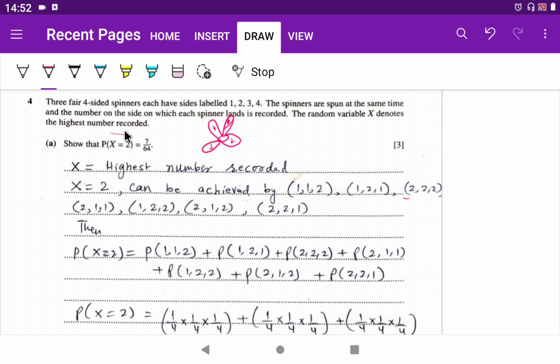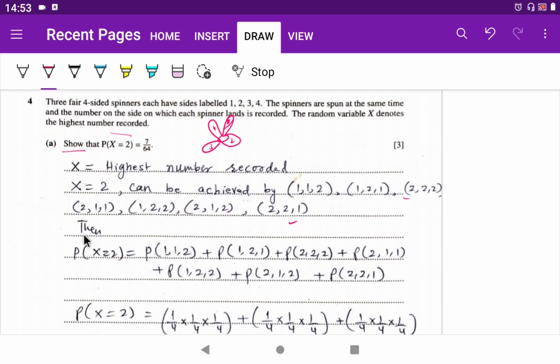So the very first question, part A, is to show that P(x = 2) is equal to this. That means when the highest number coming is 2, at that time we need to find the probability. So x is the highest number recorded, and x equals 2 can be achieved by these cases: 1, 1, 2; then 1, 2, 1; then 2, 1, 1; 1, 2, 2; 2, 1, 2; 2, 2, 1; and 2, 2, 2. These 7 cases are possible.